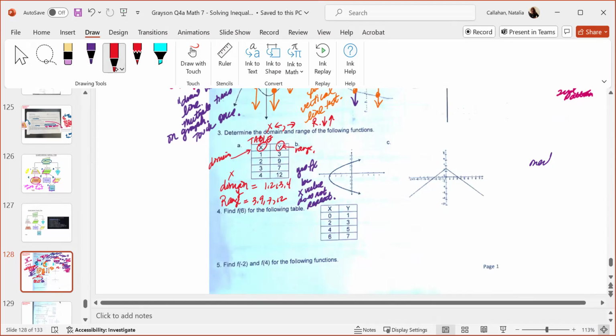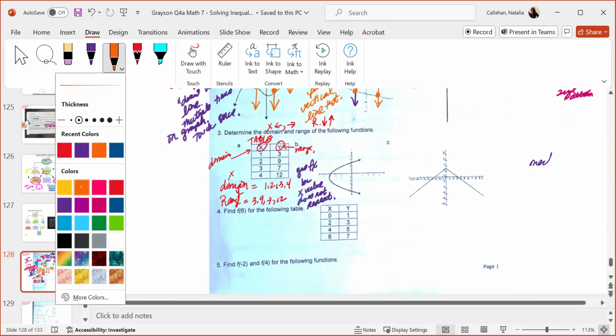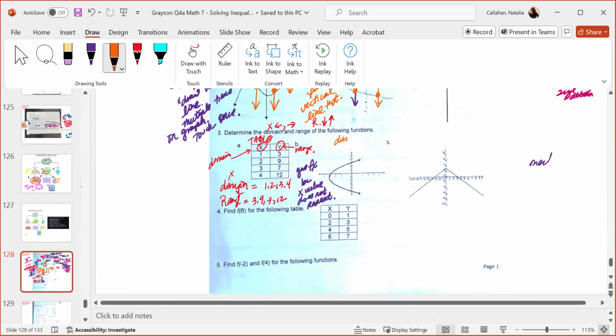Okay, B is a graph. When you're looking for the domain, which is x, how far does it go to the left? Where does it start on the left side? And it's 1, 2, 3, 4. Do you see how this starts on -4? And then does it continue? How far does it go to the right? Forever, correct? So it goes from -4, make sure you put a bracket, all the way to positive infinity.